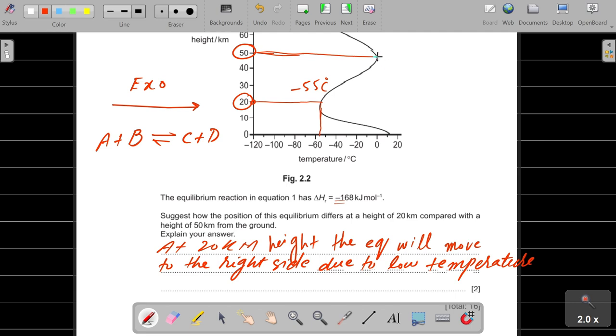Here, now you people can notice it is going down, because now the temperature is high. So it is already exothermic, and by providing high temperature, equilibrium will shift to the left hand side, okay. At 50 kilometer, the equilibrium will shift to the left hand side.